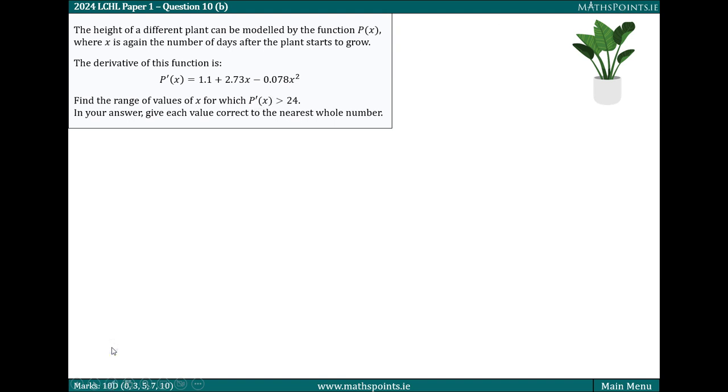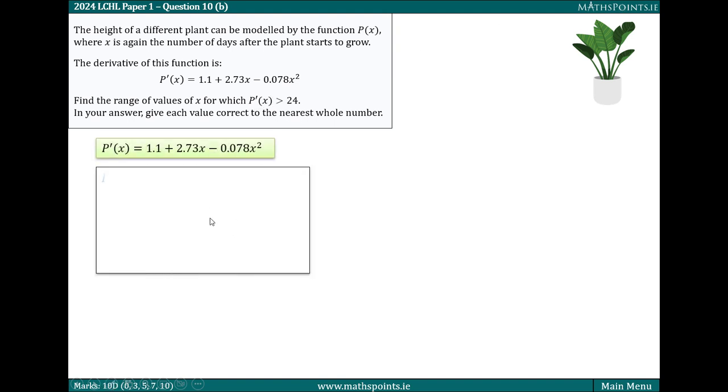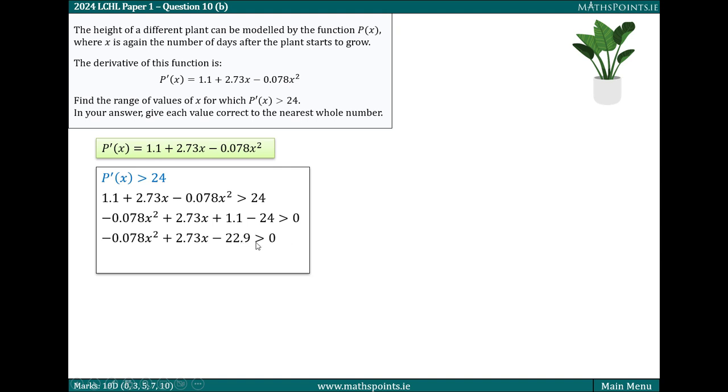Okay, let's do the algebra on it. The algebra is quite easy. We say that this is greater than 24, then we bring the 24 over to the left hand side and make it a minus, so we minus 24 from both sides. We say 1.1 minus 24 is minus 22.9, and then we don't like starting a quadratic with a minus, so we multiply all of this by minus 1 and it changes all the signs. But if you multiply by minus with an inequality, you have to change the direction of that inequality. So let's go ahead and do that.